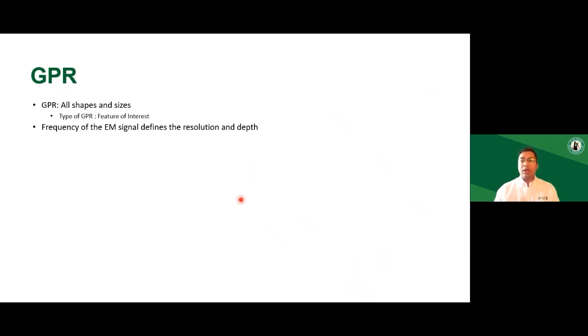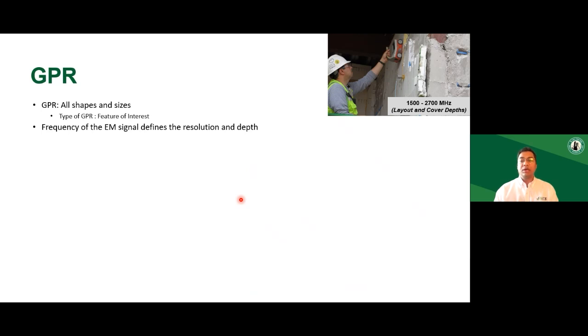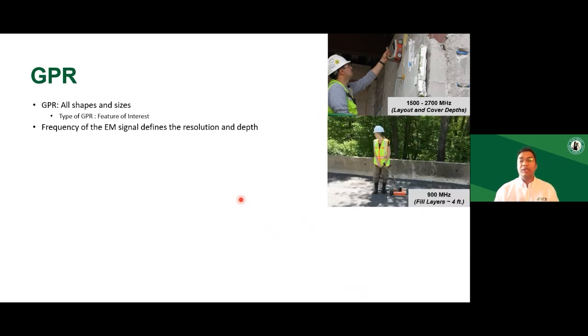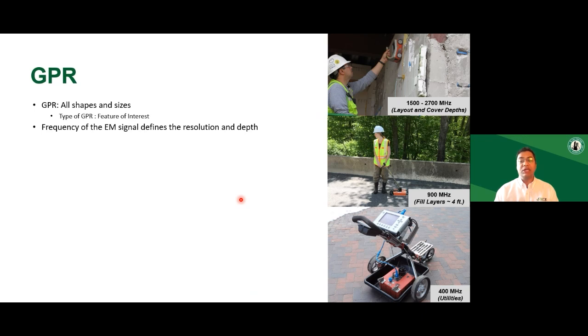GPR units come in all shapes and sizes, and depending on the feature of interest, the frequency of the wave that is put into the concrete should be selected. Since the signal penetration and the spatial resolution also depend on the wave frequency, it's really important to pick an appropriate GPR unit. For instance, high frequency GPR units are used to look at shallower features like concrete cover or reinforcement spacing, whereas low frequency GPRs are typically used for investigation of fill layers and locating utilities.